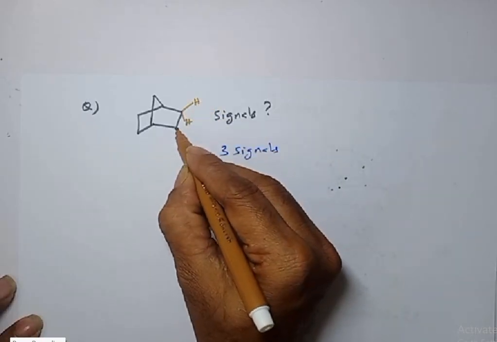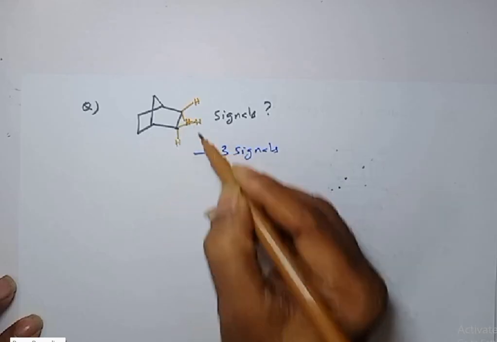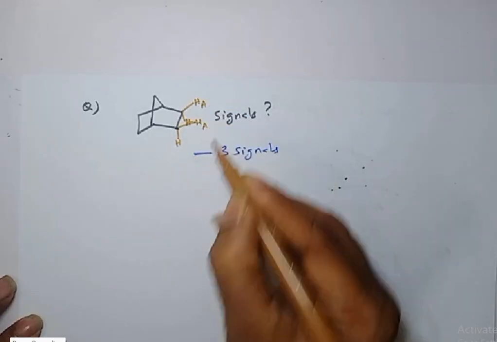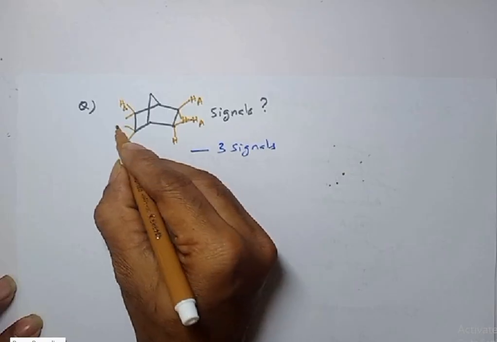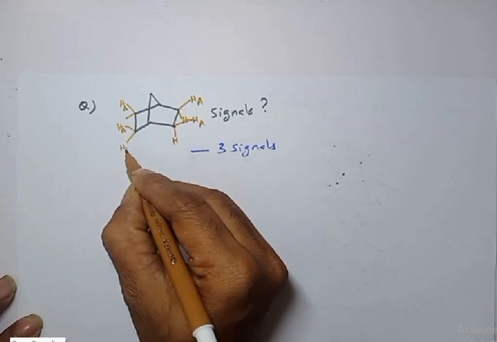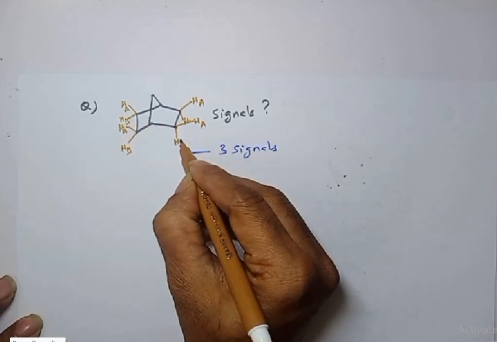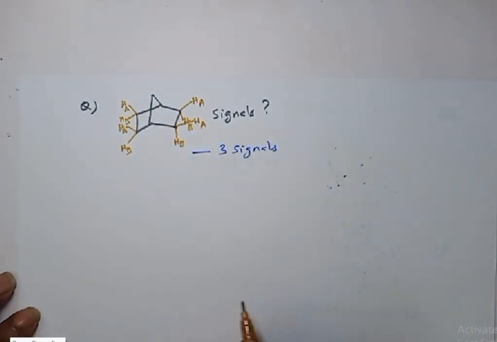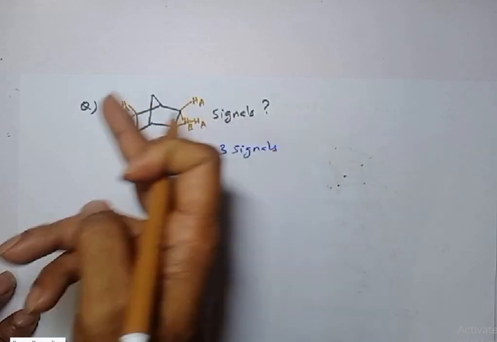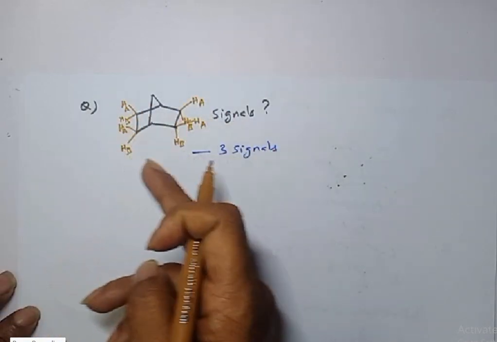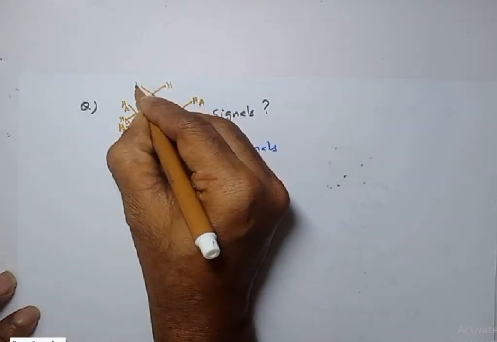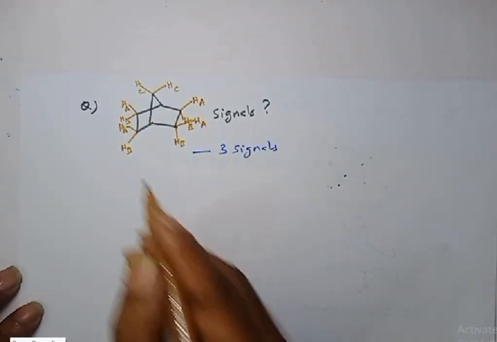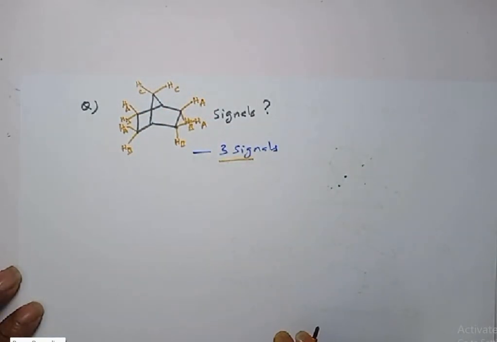Similarly, this carbon also has an exo hydrogen and an endo hydrogen. Exo hydrogens are equivalent, HA. Similarly, here also we have HA, and here also we have HA. The exo hydrogens are equivalent, and the endo hydrogens attached to each of these carbons are also equivalent. So we have one set of 4 exo hydrogens and 4 endo hydrogens, all equivalent, and here we have 2 hydrogens that are equivalent. So we have 3 different types of protons in this compound.